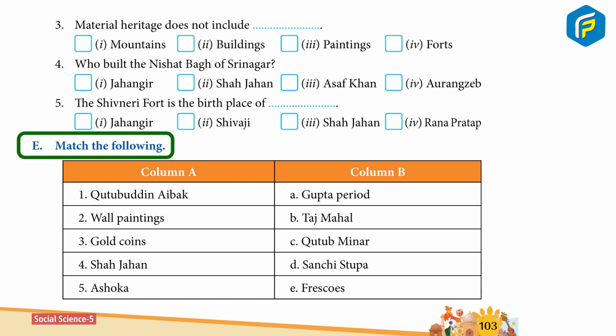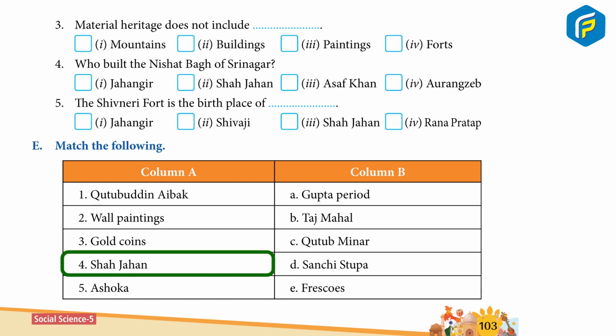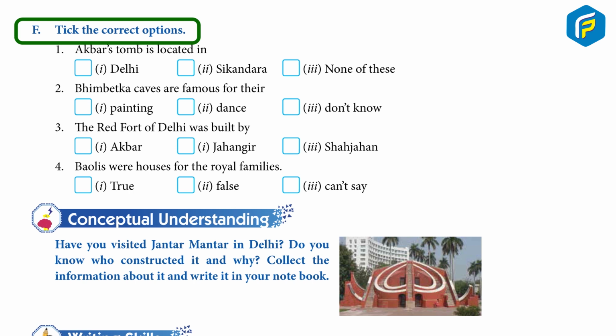E. Match the following. Column A. 1. Qutbuddin Aibak. 2. Wall painting. 3. Gold coins. 4. Shah Jahan. 5. Ashoka. Column B. A. Gupta period. B. Taj Mahal. C. Qutub Minar. D. Sanchi Stupa. E. Forest source.